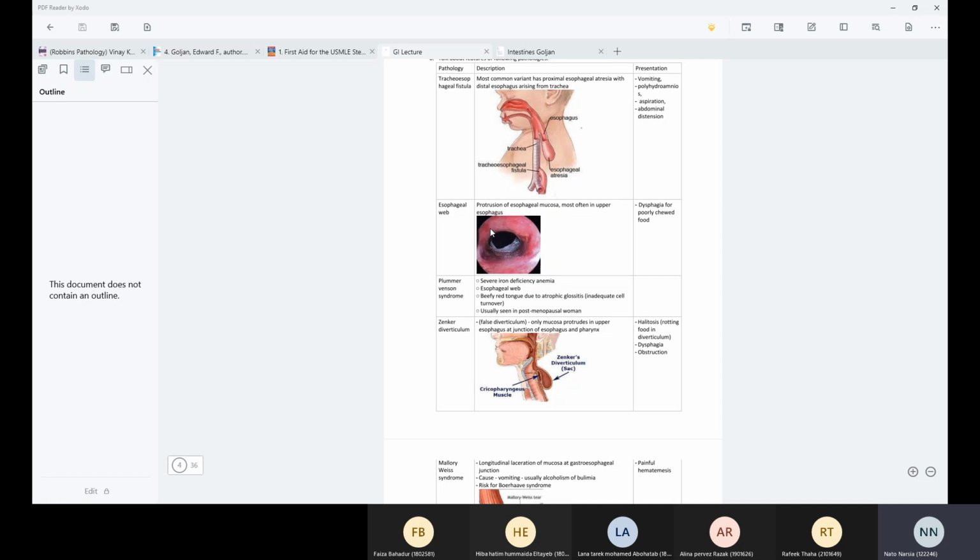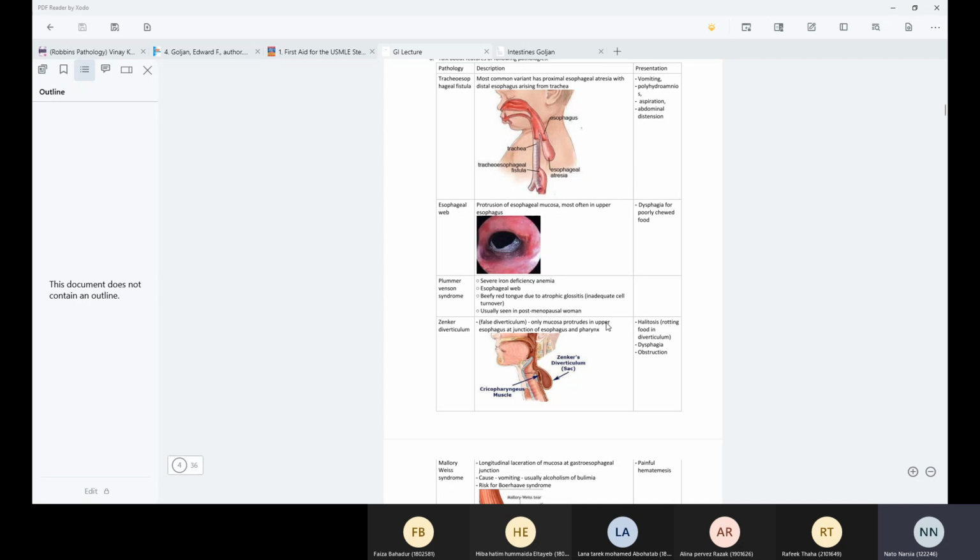True diverticulum means you have protrusion of the three layers in this organ. So we have three layers in the GI tract, right? Mucosal, muscular, and serous layer, right? And these three layers should be protruded. But in false diverticulum, only mucosa protrudes. Only mucosa protrudes in the upper esophagus. Location, upper esophagus, is important.